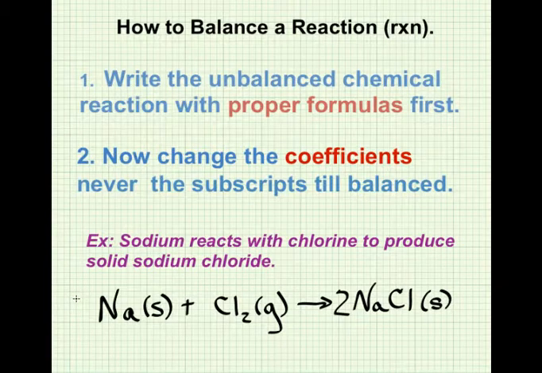So now we have to come over here, changing the coefficient only, and I put a 2 in front of the sodium on the reactant side. Okay, do a quick check. I've got 2 sodiums, I've got 2 chlorines, I've got 2 sodiums, and I've got 2 chlorines. Remember, the distributive property will occur with that coefficient. All right, now let's go ahead and try some more practice.